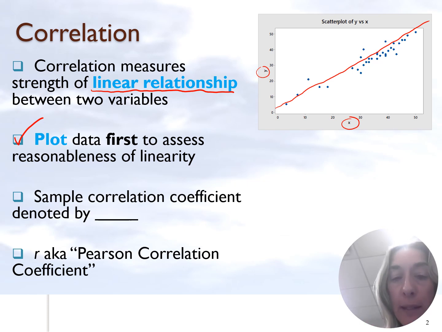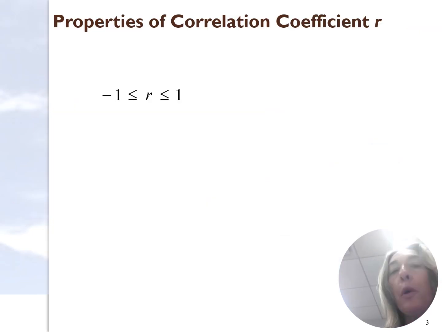The sample correlation coefficient that you would calculate would be denoted by r. r is also known as your Pearson correlation coefficient. You may see that term. Important properties of the correlation coefficient r: r lies somewhere between -1 and 1 inclusive. So as you can see, a value of r of 0 is also possible.